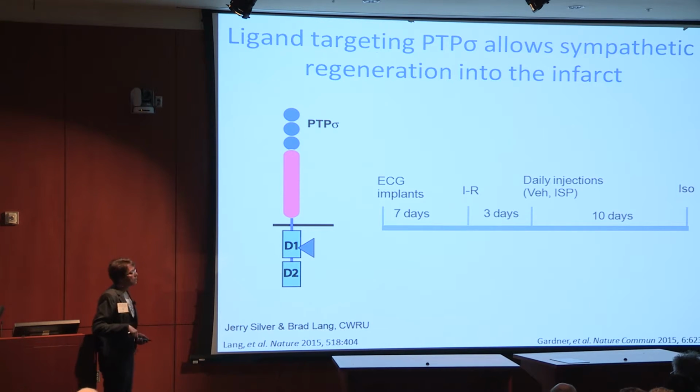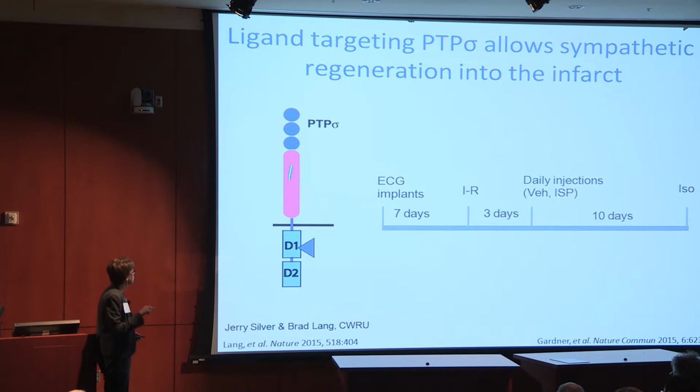And so they contacted us some time ago and said, we've got this peptide. It works in cells really well, seems to sort of work in animals. We want to send it to you. Will you test it in your MI model? And so this is something they call ISP, or intracellular sigma peptide.